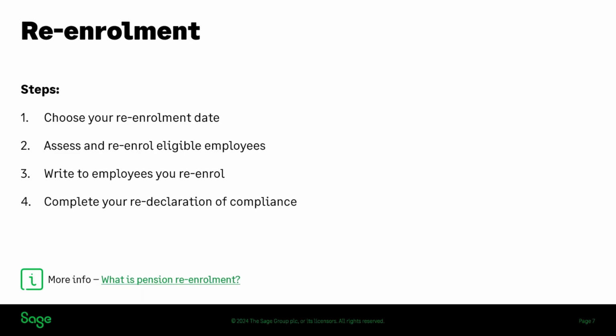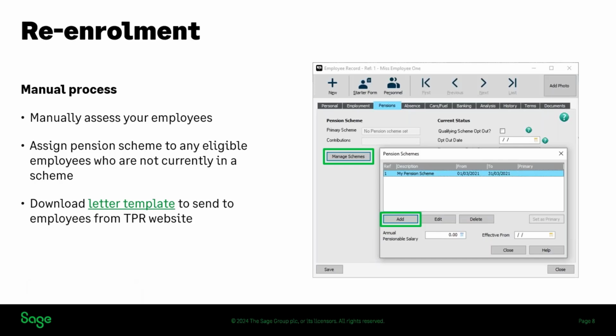Now, if you don't have our pensions module, you can of course complete these steps manually. So to explain what's involved in that, you would need to manually assess your employees to work out which of them are eligible to be enrolled and who had previously opted out or left. You would then need to assign the pension scheme to those eligible employees who are not currently within one.